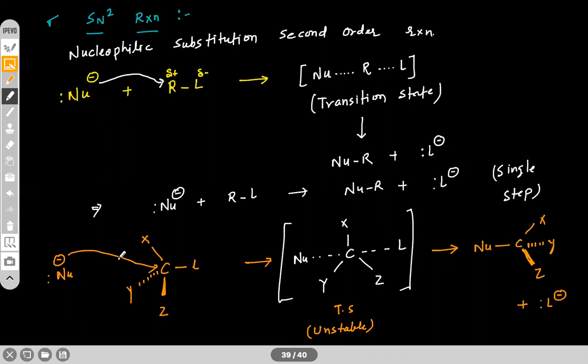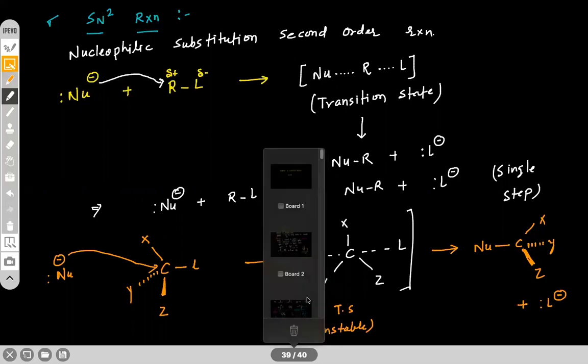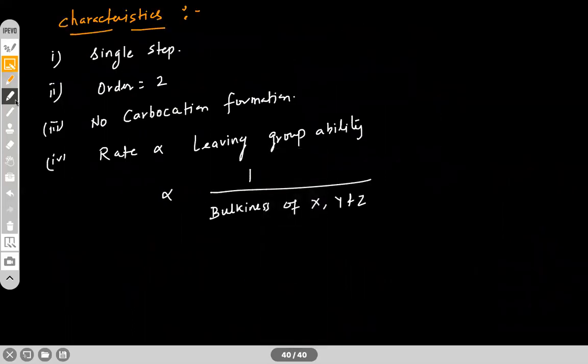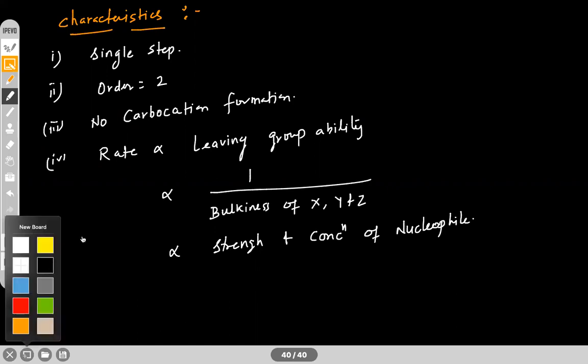The rate of the reaction is also directly proportional to the strength and concentration, mainly strength and concentration of the nucleophile. A strong nucleophile can attack the carbon atom easily. That's why the more the tendency to attack, the more will be the rate of reaction. This is the last one that I have written. Let's see one example on this.